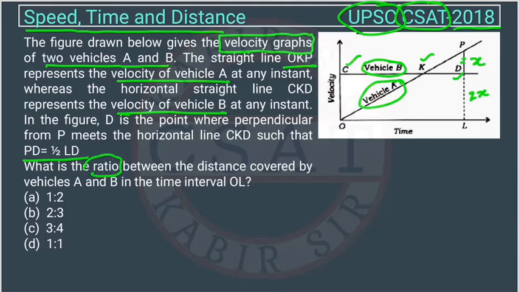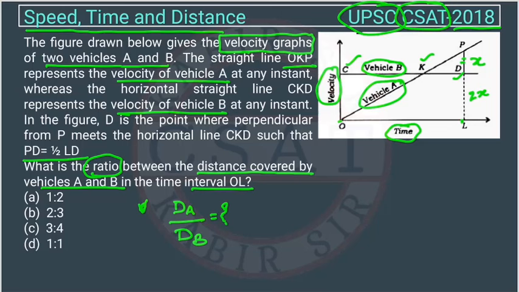So what is the ratio? The question is asking the ratio between the distance covered by vehicle A and B in the time interval OL, right? This is time on the x-axis, and on the y-axis there is velocity. So the time traveled is OL. They are asking for the distance. So the ratio of distance will be how much? The distance traveled by vehicle A, suppose this is dA, and the distance covered by vehicle B. The question is asking this.